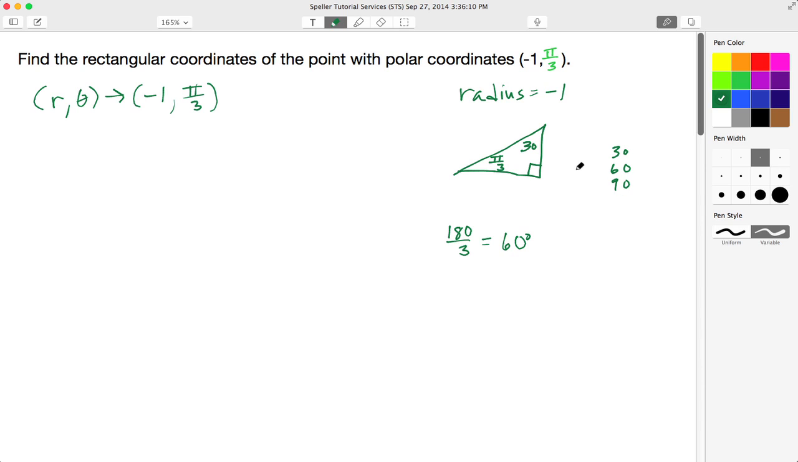The relationship of the sides for this type of triangle is: opposite 30, we have 1. Opposite 60 degrees, we have √3. And opposite the hypotenuse, we have a 2.